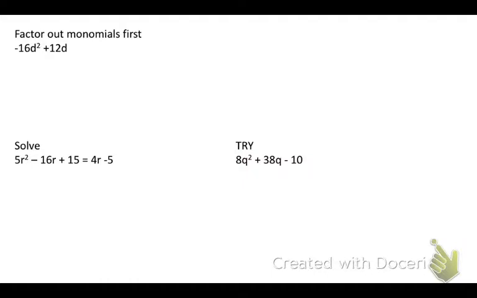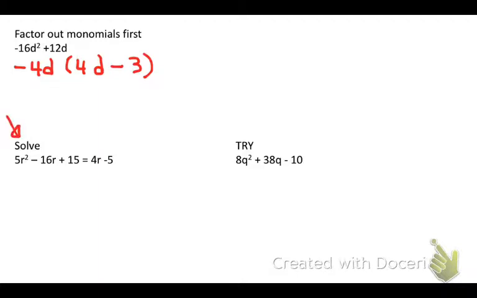So I've been saying always check to see if there's anything you can factor out first, and then check to see if it's special products. And we finally got to one where we can factor out a negative 4d, and we like to take out a negative so that our leading coefficient is positive. So when we take that out, we end up with 4d minus 3 in parentheses, and that's all we can do for that one.